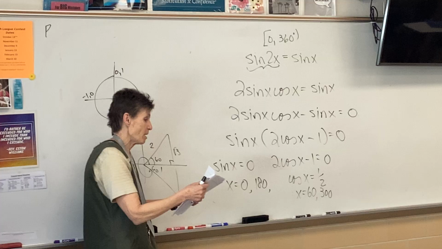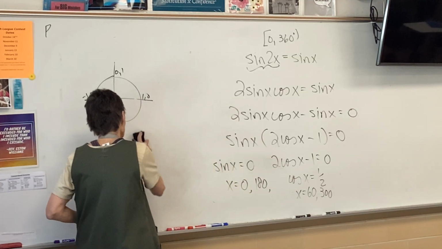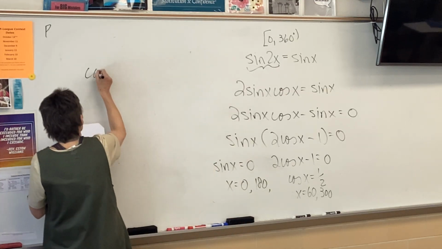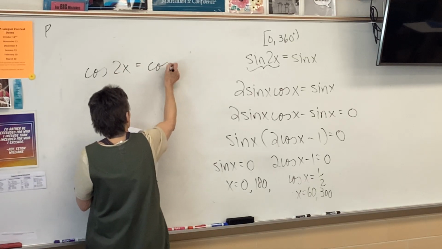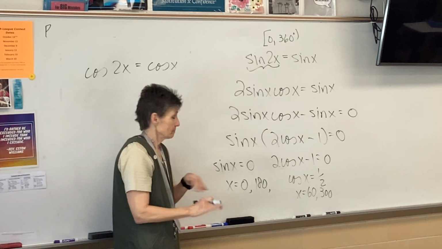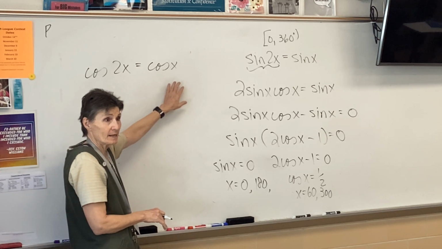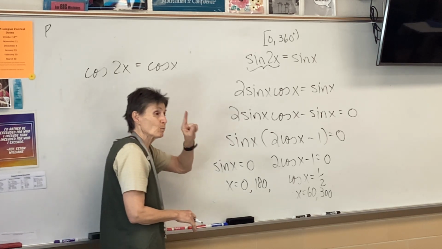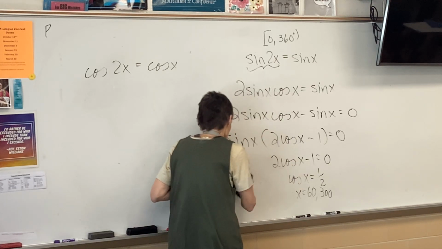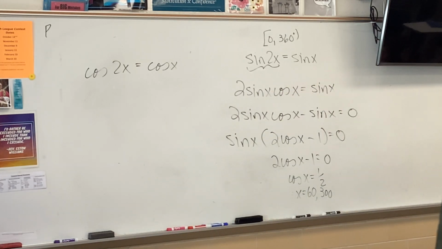All right, let's try the next one. This one looks very, very similar. Would you agree that the problem's not solvable? You cannot solve it because it has a 2x and an x. So we're going to get rid of that 2x. So we're going to look at our sheet, and let me see if I wrote them all out.